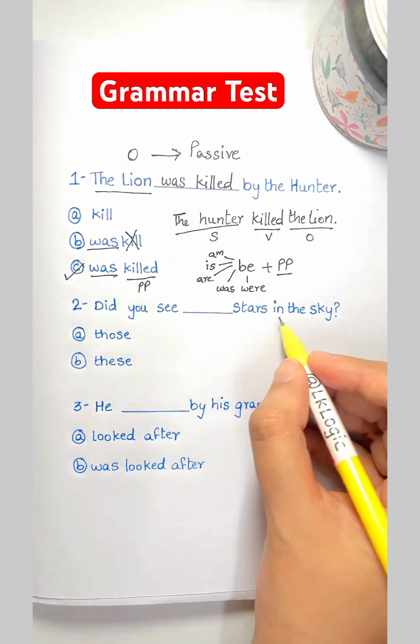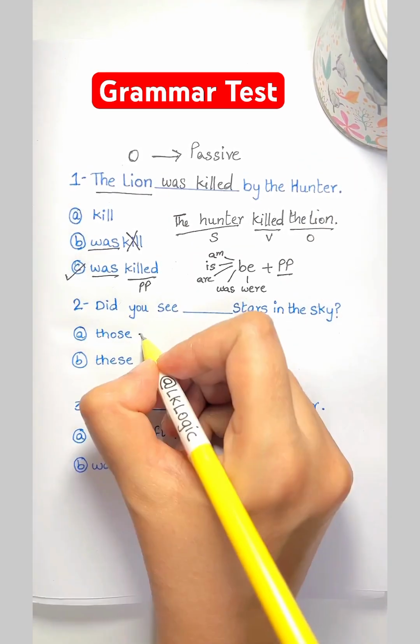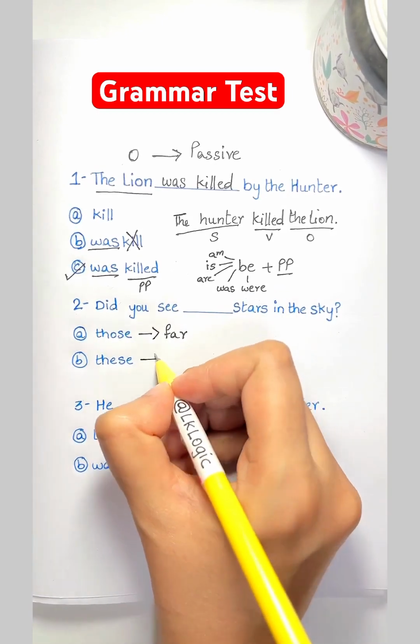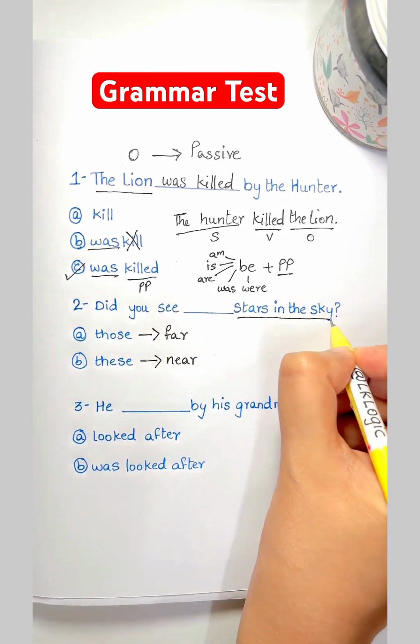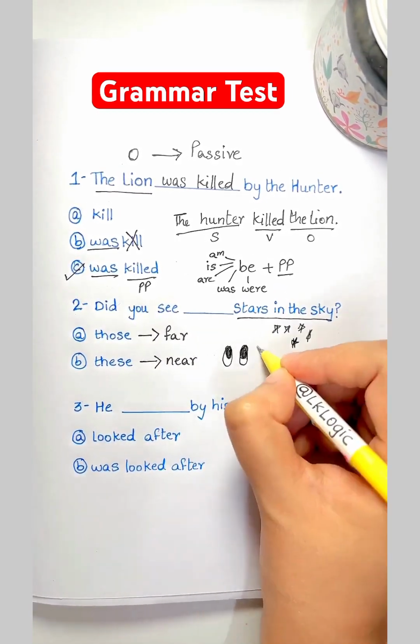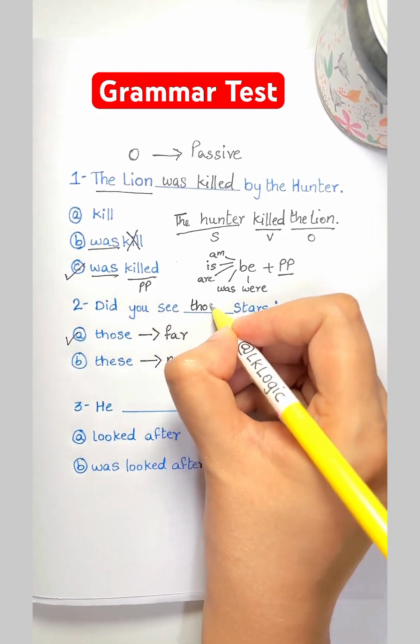Did you see blank stars in the sky? Those or these? Use those when we look at something far, and we use these when we look at something near. You have stars in the sky, so you're looking far away. You choose those. Did you see those stars in the sky?